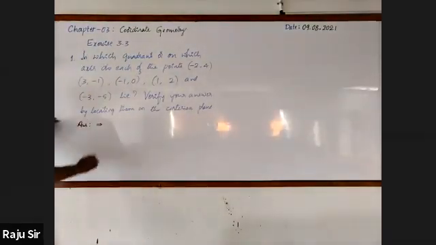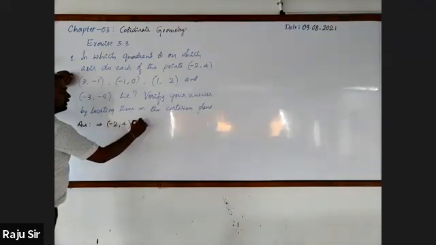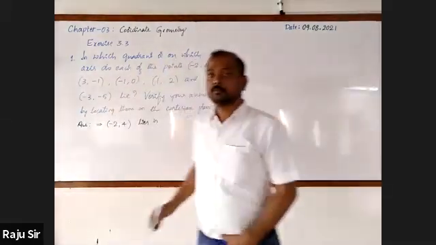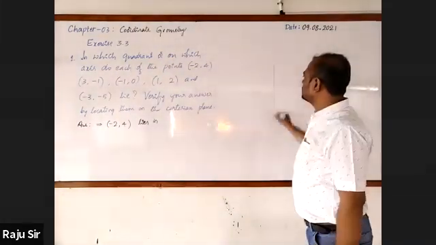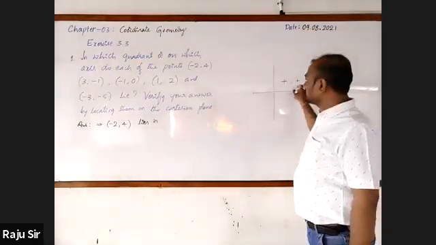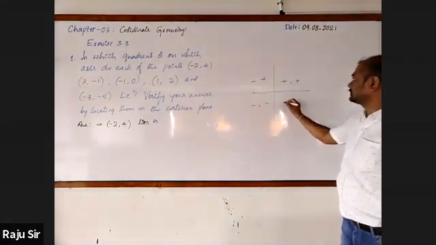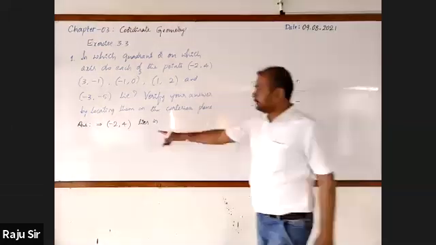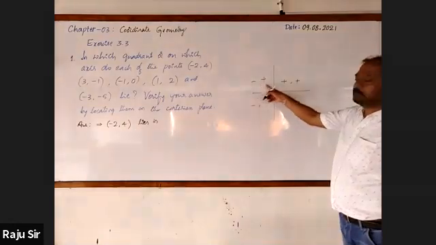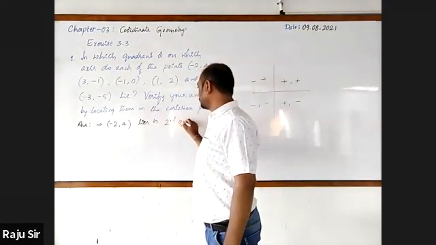The first point, (-2, 4), lies in which quadrant? Very simple, second quadrant. The x value is negative and the y value is positive. Minus 2, plus 4, left side, means second quadrant.